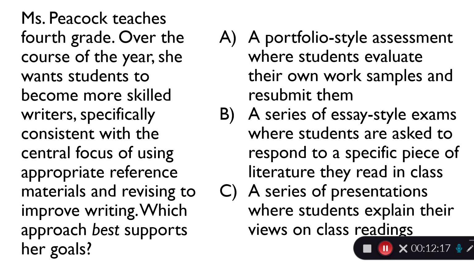And the reason for that is because Miss Peacock wants to evaluate students' ability to revise, to improve their writing. And while B does maybe show us if students can use appropriate reference materials, A is really the only one that allows us to think about revising, because it allows students to resubmit their work. So that's that alignment piece that is what's going to make A a really powerful assessment.